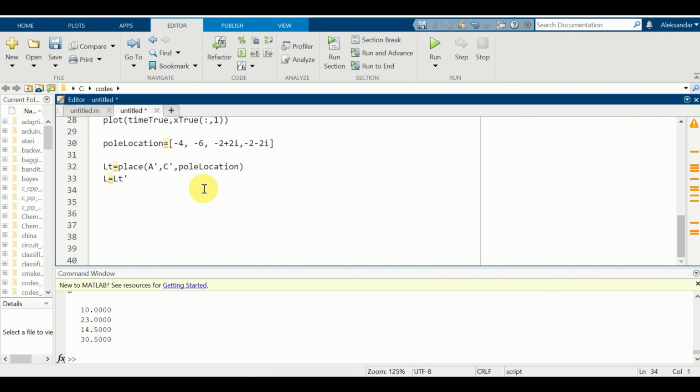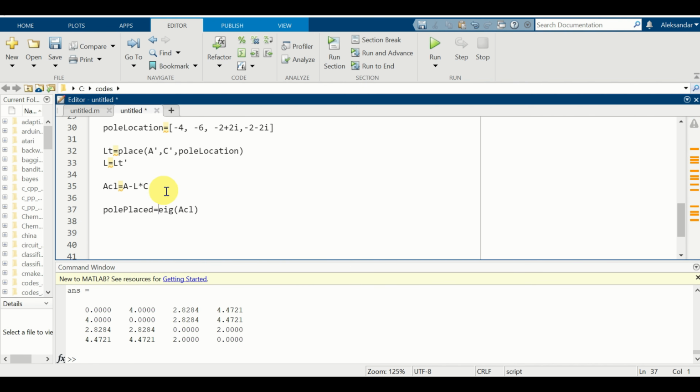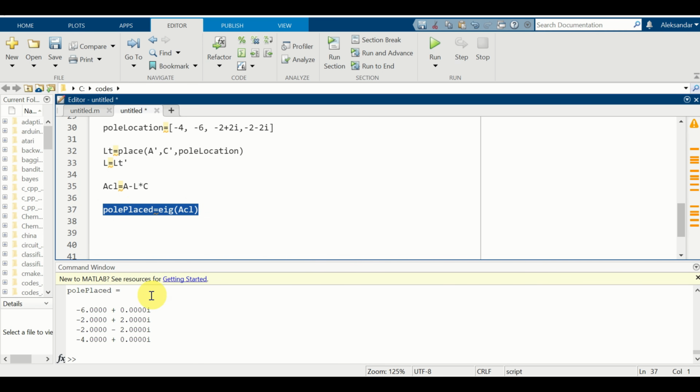Okay, how can we verify these computations? Well, we can compute the closed loop matrix. It's equal to A minus L multiplying C. And let's compute the eigenvalues of this matrix. First of all, let us define this vector. Pole placed will be equal to the returned eigenvalues. Okay, so this is pole placed.